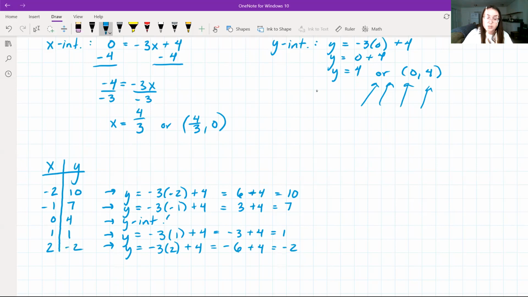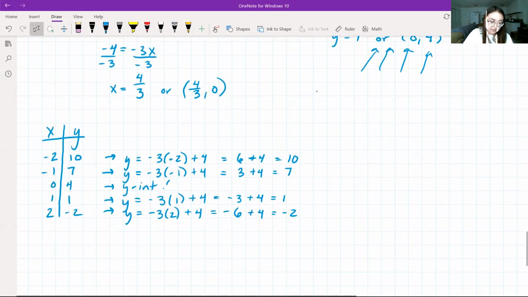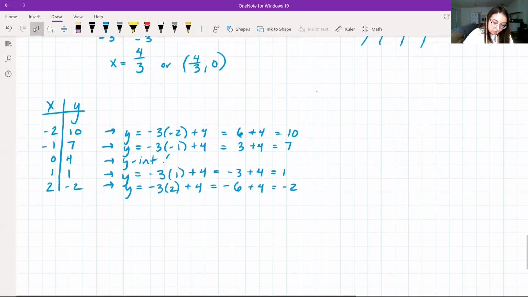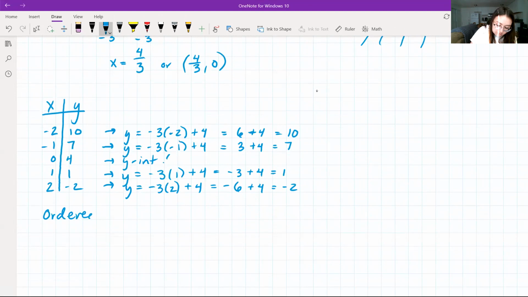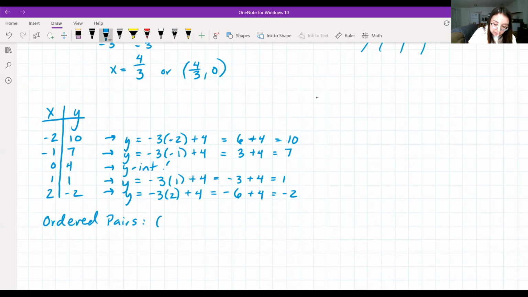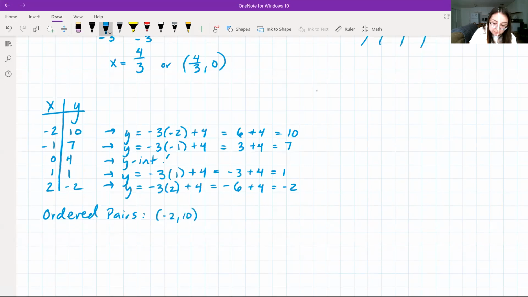All right, so now we have a few ordered pairs here. So let's make a list. Our ordered pairs will be (negative 2, 10), (negative 1, 7), (0, 4), (1, 1), and (2, negative 2).